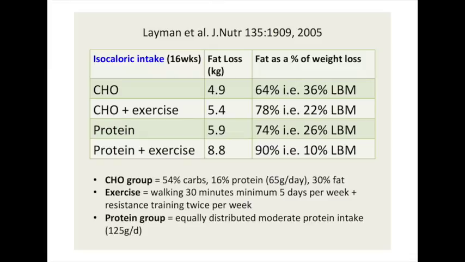And then that first group did no exercise, and the second group did the same exercise that the carbohydrate and exercise group was doing. Look at the result differences. So, just carbohydrate, no exercise, they lost nearly 5 kilos. More importantly, a huge chunk of that, a third of that, was lean body mass, muscle. So that's not good.